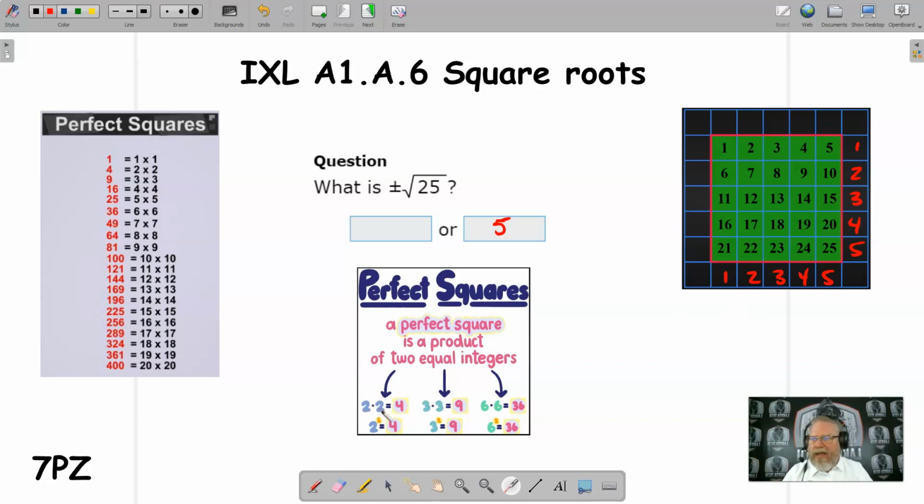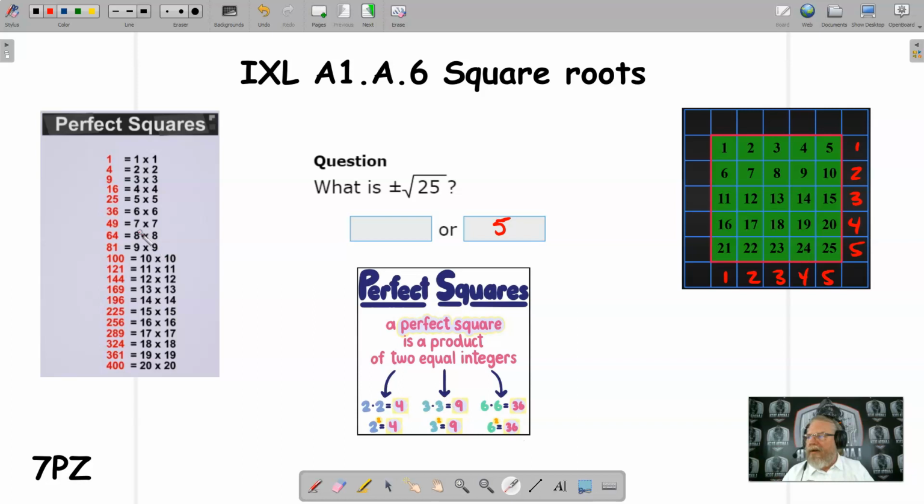Some examples are 2 times 2 is 4, so the square root of 4 is 2. Right? 2 squared is 4, so the square root of 4 is 2. 3 times 3 is 9, so the square root of 9 is 3. 6 times 6 is 36, so the square root of 36 is 6. These are known as perfect squares because if we did a square with 36 units in it, and it truly was a square, then the length of one side would have a value of 6.